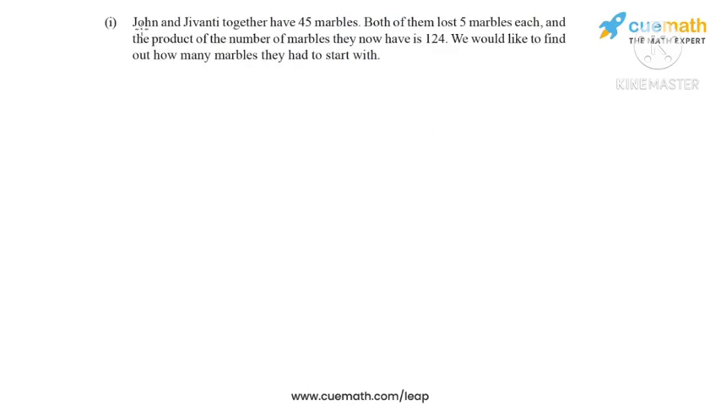So the first part says John and Jivanti together have 45 marbles. Both of them lost 5 marbles each, and the product of the number of marbles they now have is 124. We would like to find out how many marbles they had to start with. So let's say that this is John. I always like to make these drawings because it helps think quite clearly. So let's say this is John and this is Jivanti, and initially they have 45 marbles together.